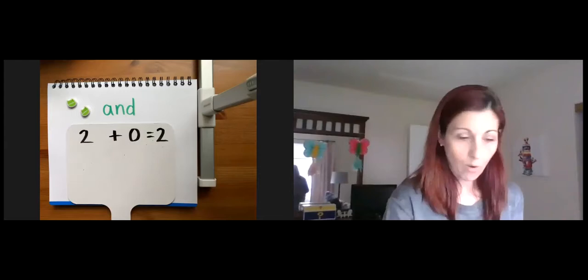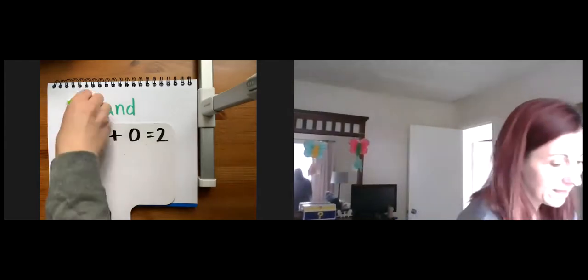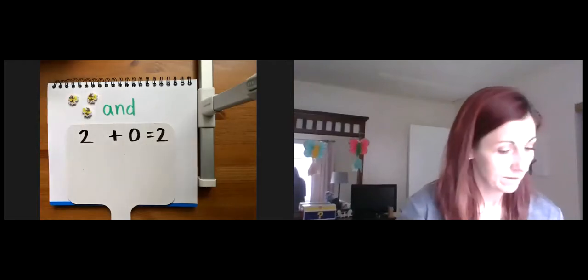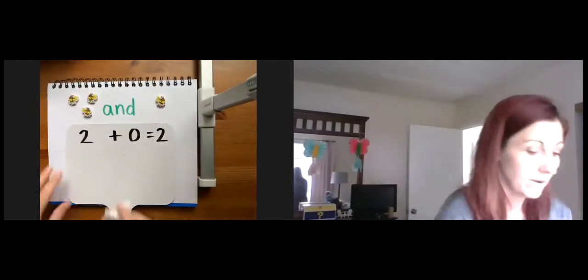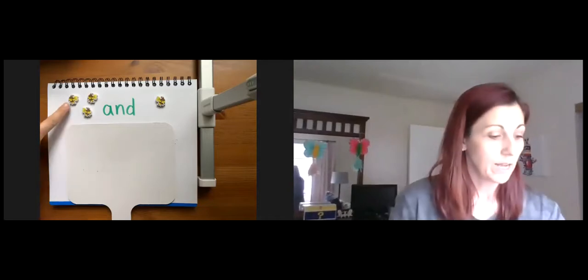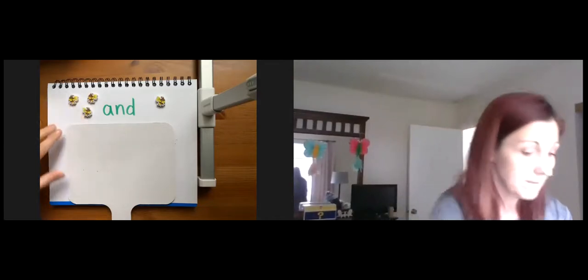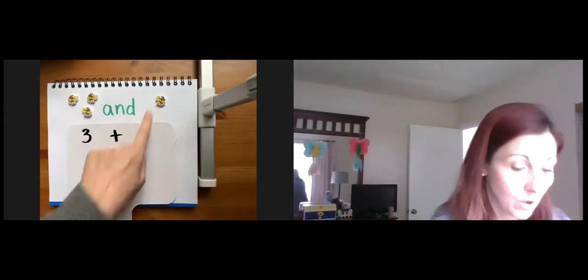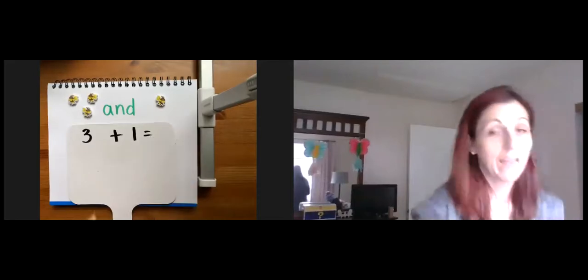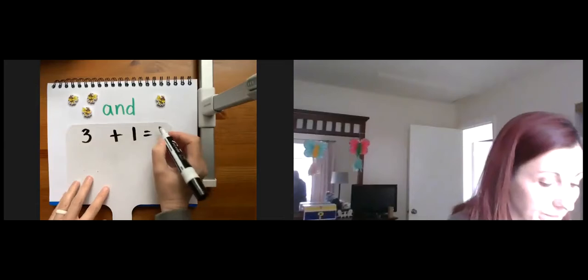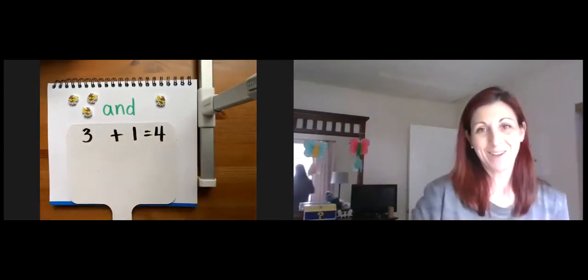All right, let's try one more. Let's try some bees this time. All right, so I'm going to erase these numbers. This sentence wouldn't make sense for that picture. So here I have 3 and 1, and then all together, 1, 2, 3, 4. 4 bees all together.